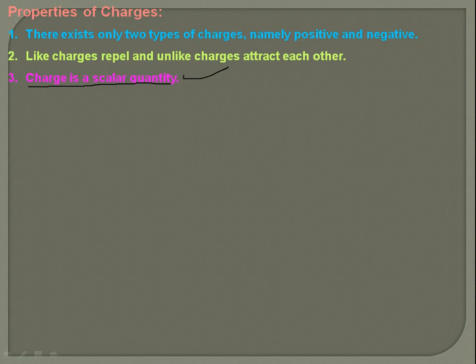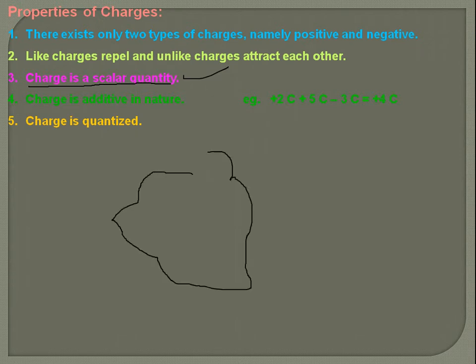Okay, now charge is additive in nature. For example, take an example: suppose we have a body, an irregular body, and at this part, the body has 2 coulomb charge.